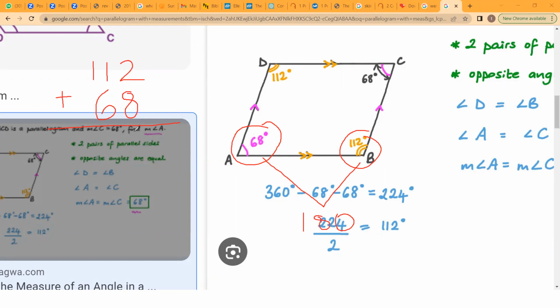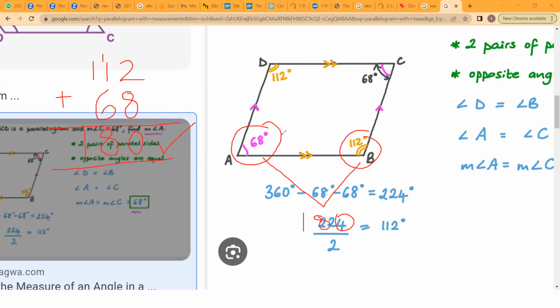So let's add. What is 8 plus 2? 10. Put the 0 down, put the 1 up. 6 plus 2 is what? Very good, 6 plus 2 is 8. And we bring down the 1. So the answer is 180. All right.